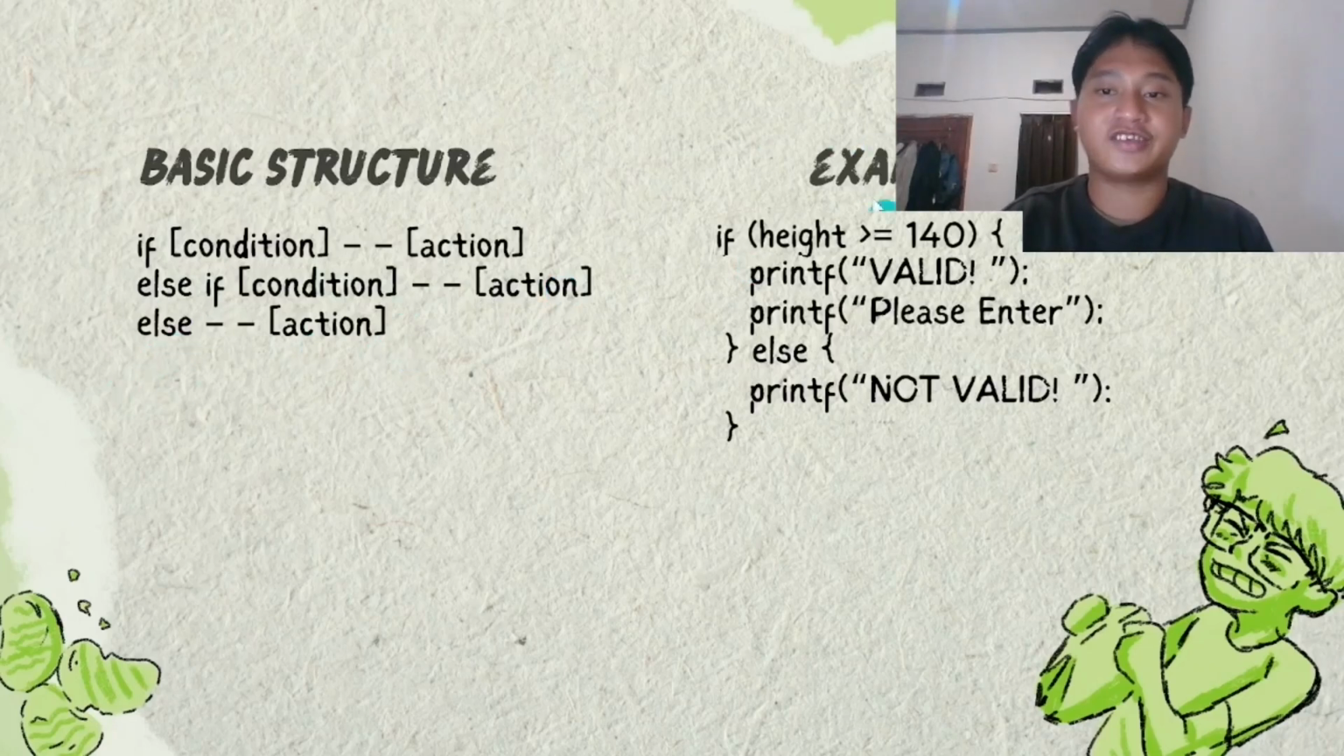Here we have an example of if-else. In this code, we have if height is more than or equal to 140. If this condition returns true, it will output valid and please enter. Otherwise, if the condition is not true, it will run the last action. It will output not valid.